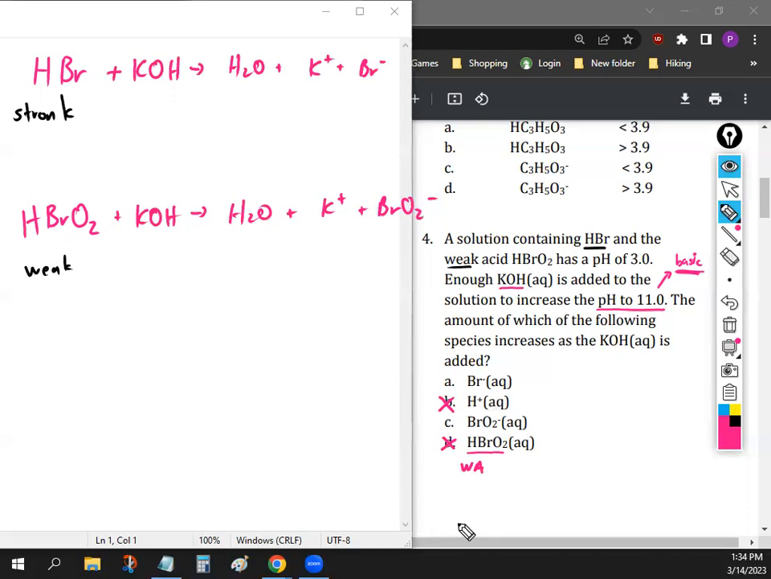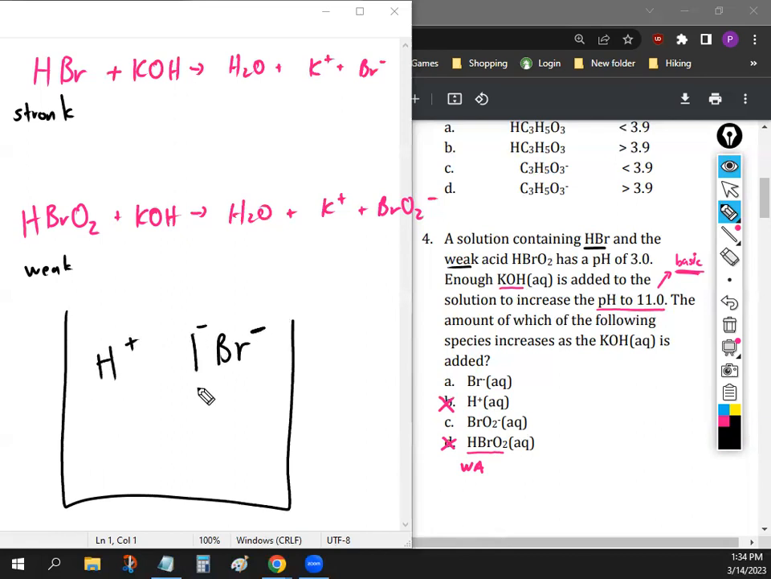Okay, so we're kind of stuck, but you guys got to remember that one is strong, one is weak. So even before we added K plus, what does HBr do? It dissociates on its own. So it is already at the maximum concentration of Br minus. Br minus is already the max, all of it is just chilling by itself. This guy is single and he is sad. Nobody wants him, because the conjugate base of a weak acid cannot get in a relationship. So we are already at the max amount of Br minus.